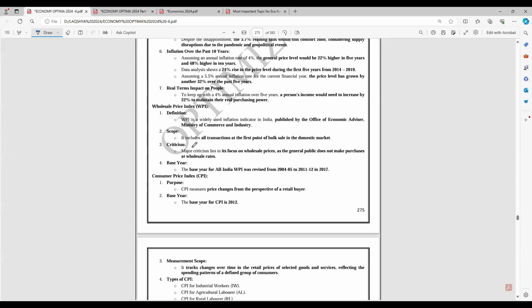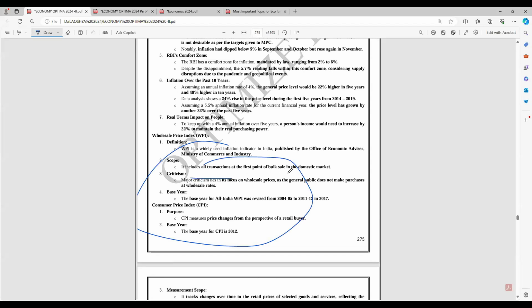Base effect. Base effect is what? Base effect means the base on which the inflation is calculated. Okay, that's called base effect.